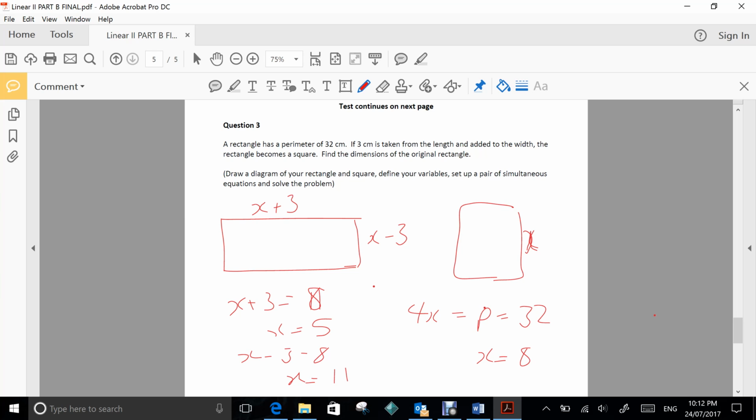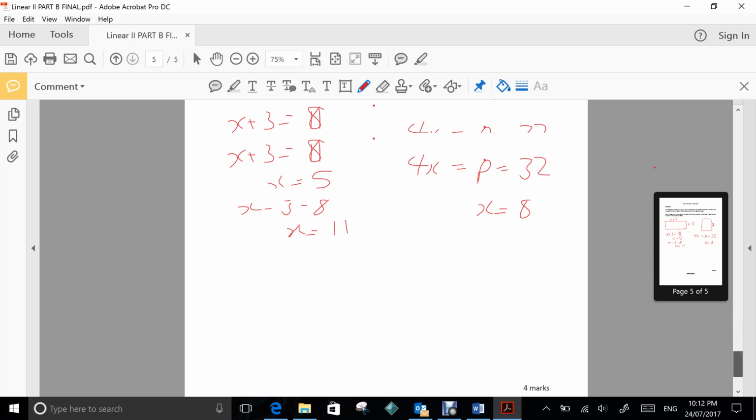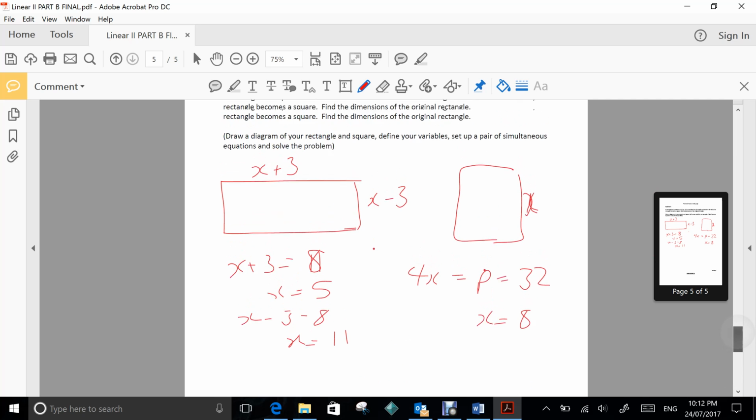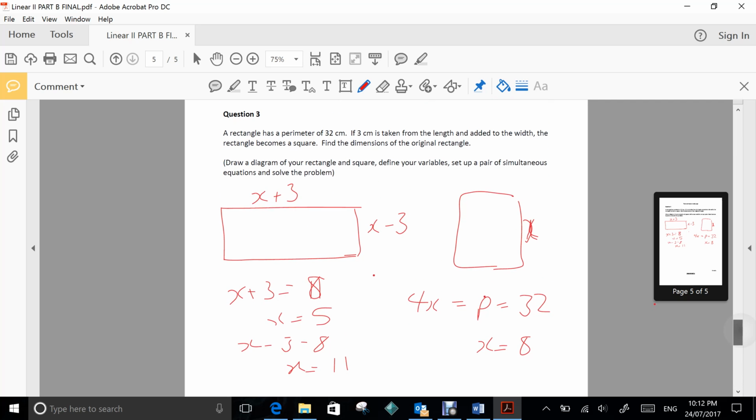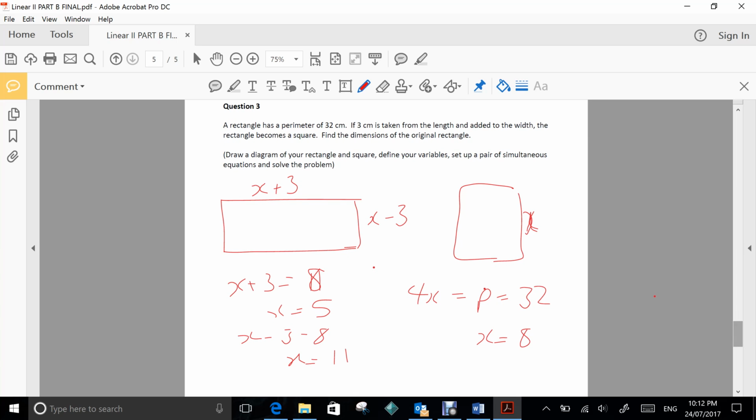So in this case, what have I done there? Oh, look, that's the end of part B as well. What have I said here? X plus 3 has to equal, well, the long side is going to be 11 and the short side is going to be 5.